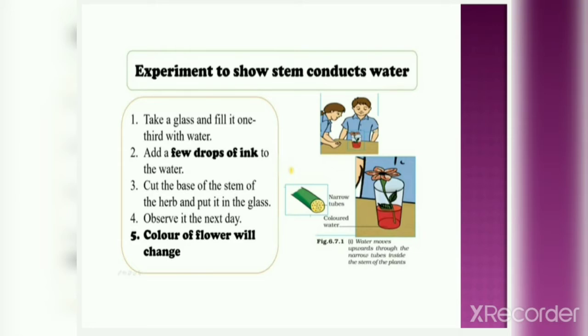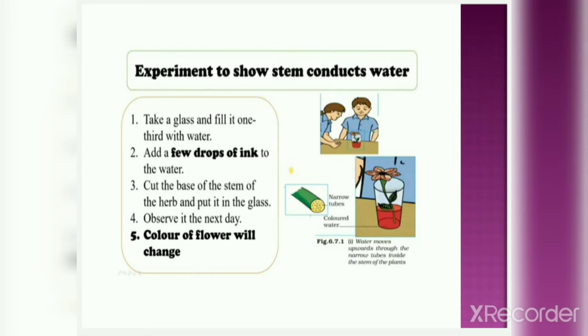So you will observe that the color of the flower will change and it becomes red. How? Because the stem has transported the colored water to different parts including the flower, and that's how the flower got red color.